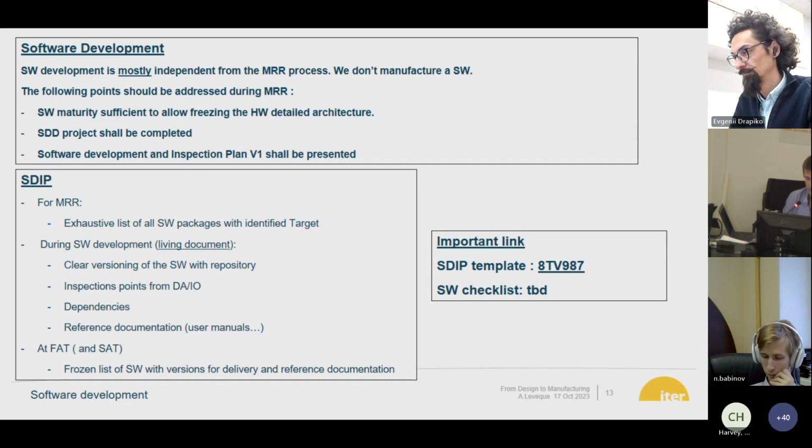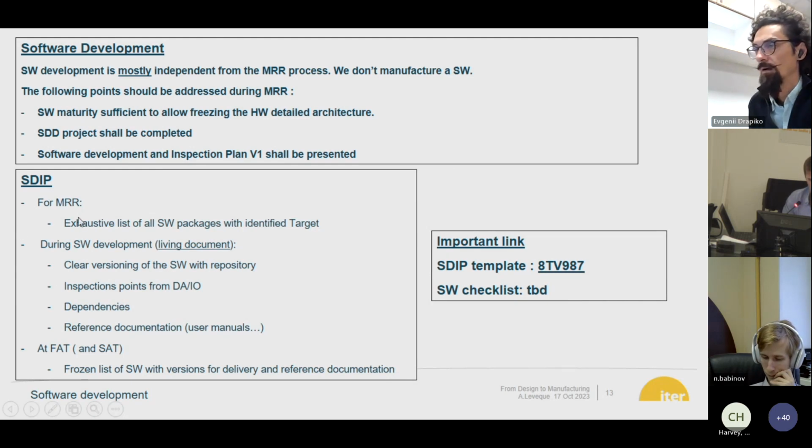And we also expect to have a software development and inspection plan version 1, which is not complete at all for MRR. I have a detail here. For MRR, we expect to have the exhaustive list of software packages with identified targets. So we want to make sure that you know which software you have to develop and to which targets you are going to load your software.